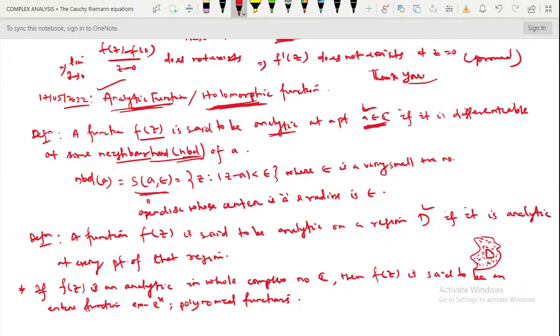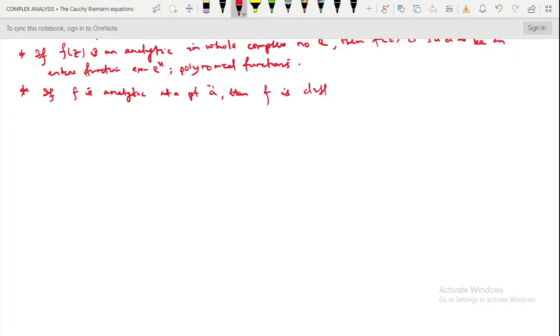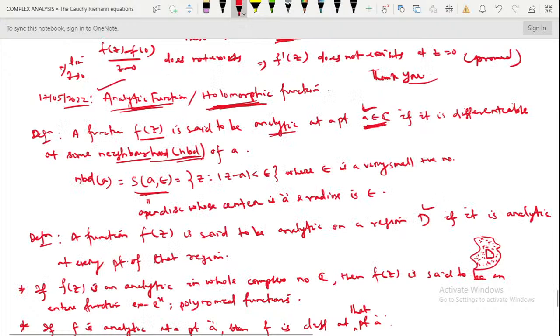Now comes another note. If f is analytic at a point A, then f is differentiable at that point A. You already know this from the definition of analyticity, because f of z is said to be analytic at a point A if it is differentiable on some neighborhood of A. So in some neighborhood of A, itself at that point A it is differentiable.